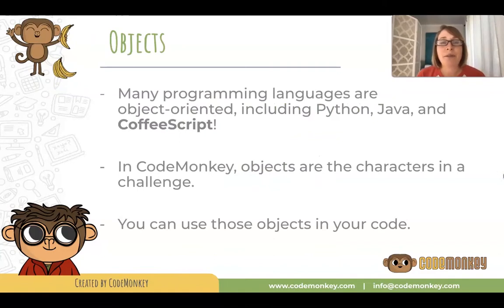Many programming languages are object-oriented, including Python, Java, and our very own CoffeeScript. In CodeMonkey, objects are the characters on the screen. And because CoffeeScript is object-oriented, it means that you can use those objects in your code. Let's look at an example.